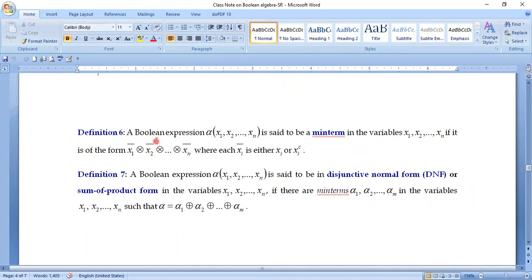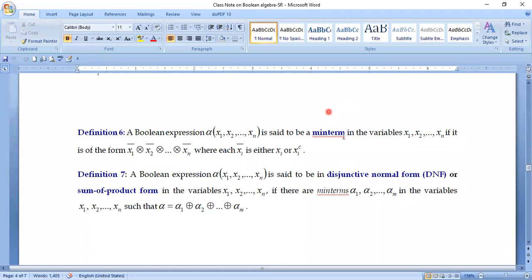Just carefully observe that a Boolean expression of this form is said to be a min term. It's a word, and do not ask me why this word is min term. Corresponding to that, there is one dual term which is called max term, which we'll later see.